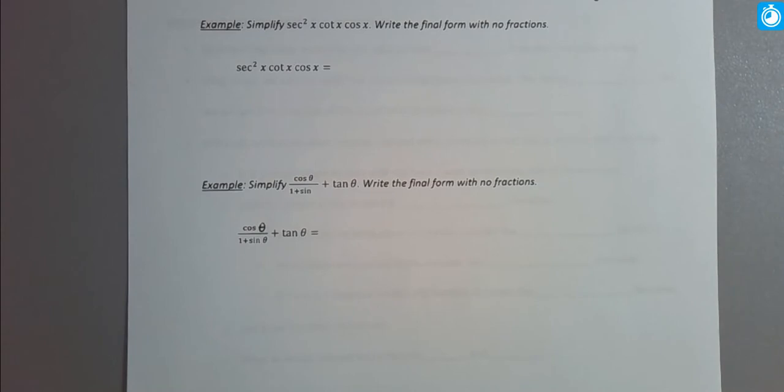We want to simplify secant squared of x times cotangent of x times cosine of x. And specifically, we want to write the final form with no fractions. So ideally, we want to take this expression that has 3 trigonometric functions involved, and we somehow want to write it maybe with fewer factors, fewer trigonometric functions, and we want to make sure that the final form we give doesn't have any fractions. So if there's a numerator and a denominator, we can't leave it in that form. There can't be a denominator. We have to get rid of that before we report our final answer.